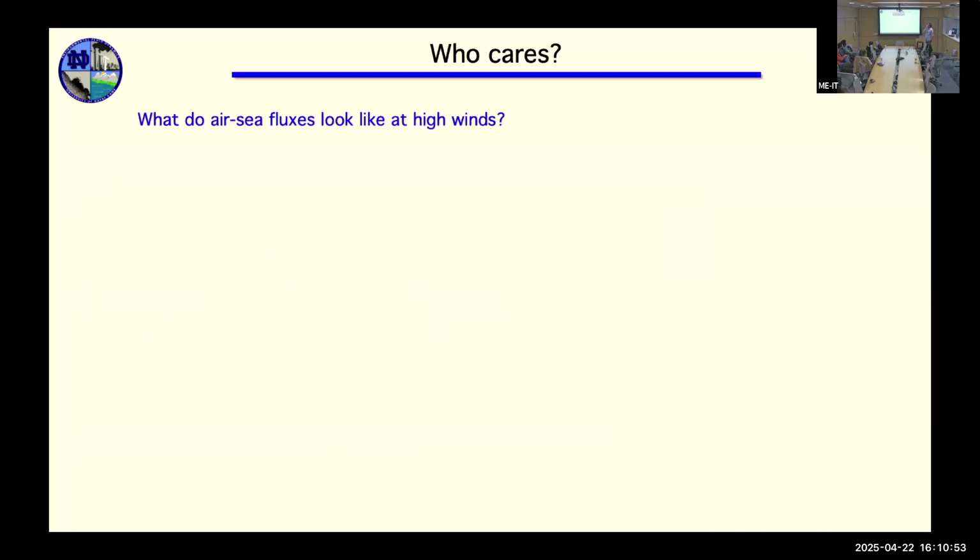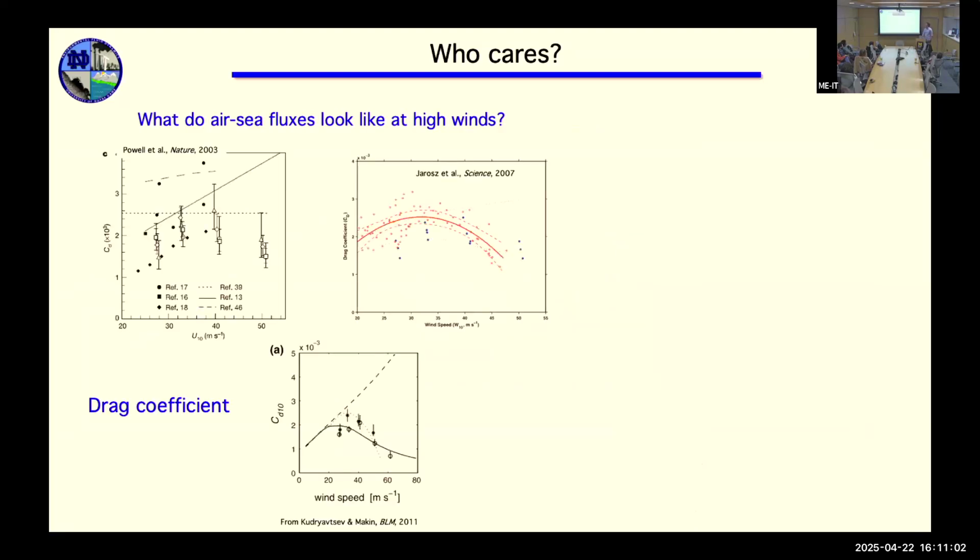So what are they, right? So how would you actually go and get these? I mean, how would you come up with what these flux coefficients are, or these roughness lengths, if you want to cast it that way? So on the top left here, this is a famous paper by Powell et al. in Nature in 2003. So I'll start by kind of just commenting maybe on this black line here.